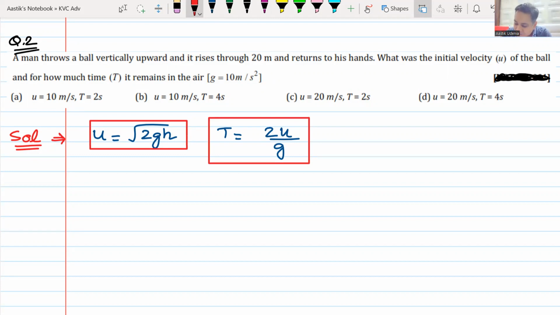Straightforward application, and I think that the answer that we are going to get will be in the D option, and that is the correct option. Do we understand this? Yes or no? Everyone understands this?